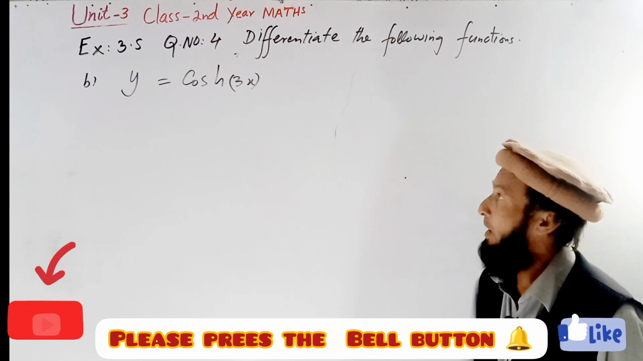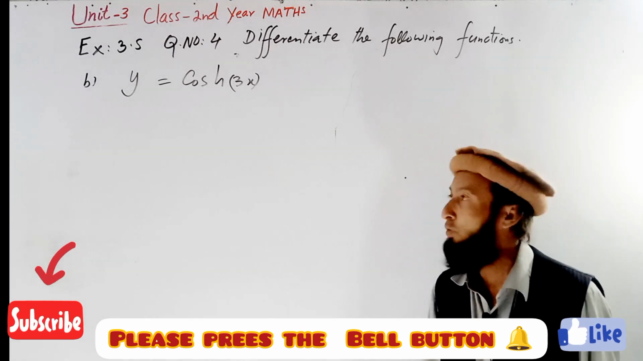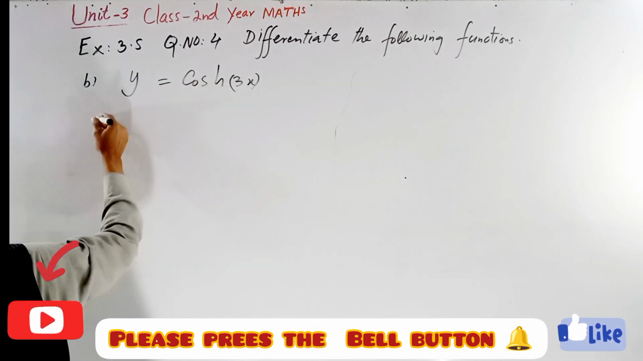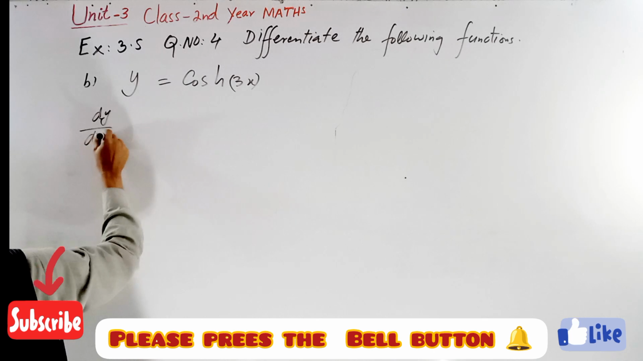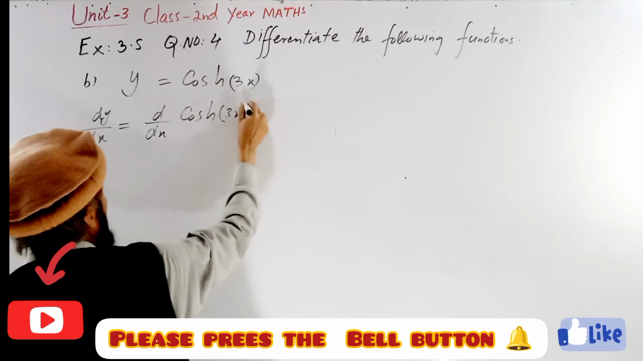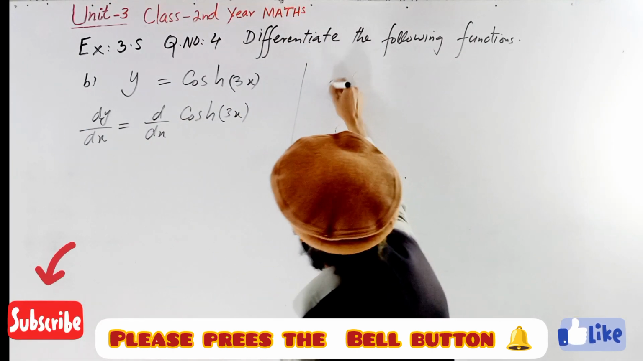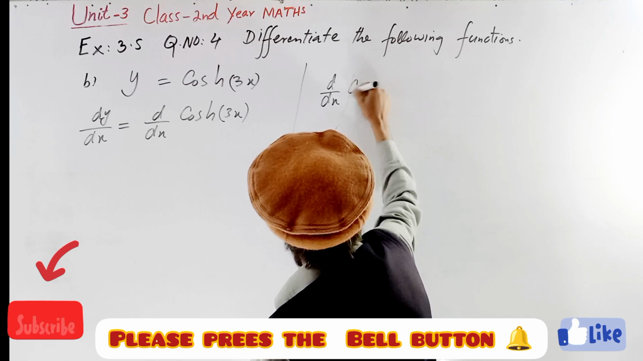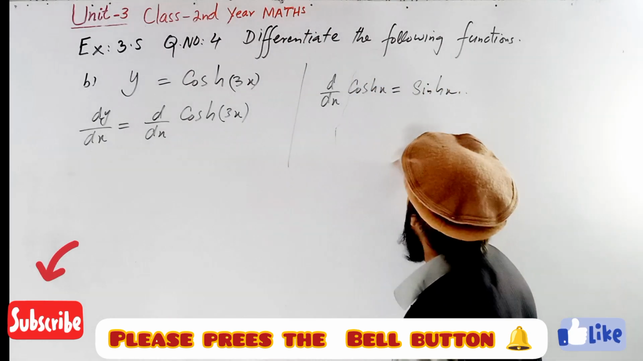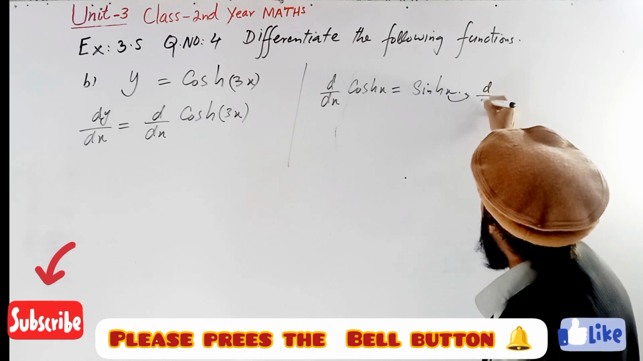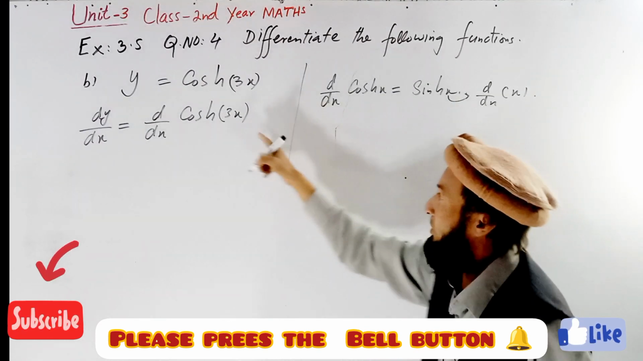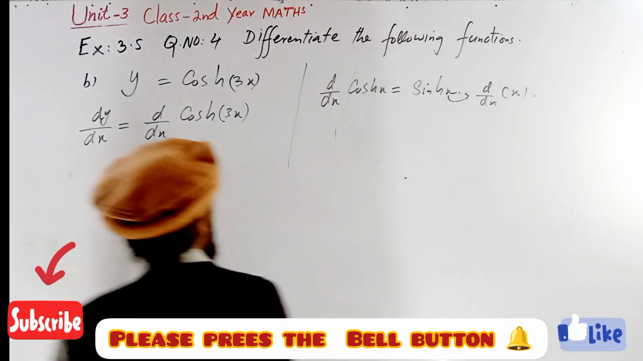The derivative of cosh x is equal to sinh x, according to this formula. Now we are differentiating on both sides of this equation: dy by dx of cosh 3x. We take the derivative of cosh x, which is sinh x, but here in the place of x we put 3x. So now we are using this formula.